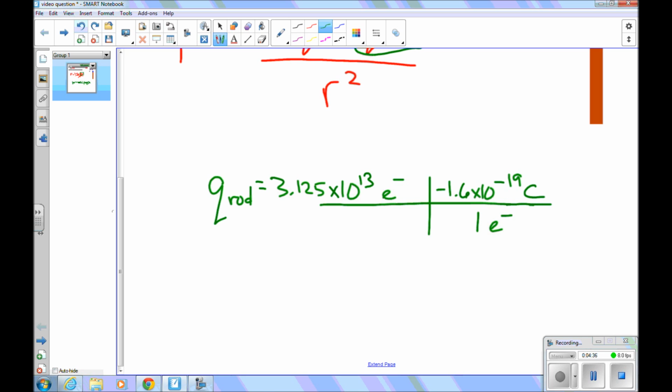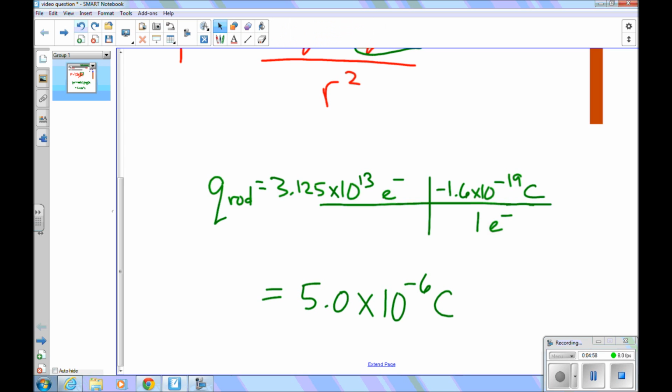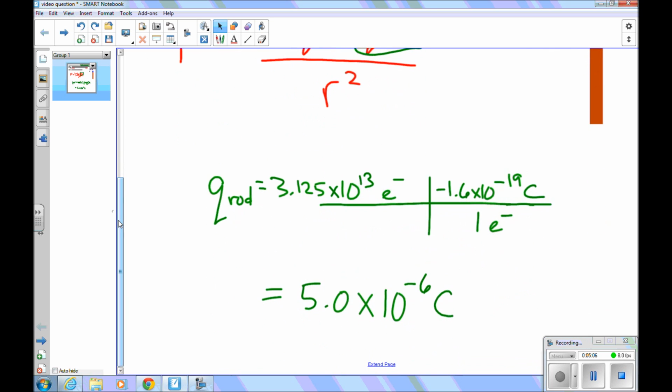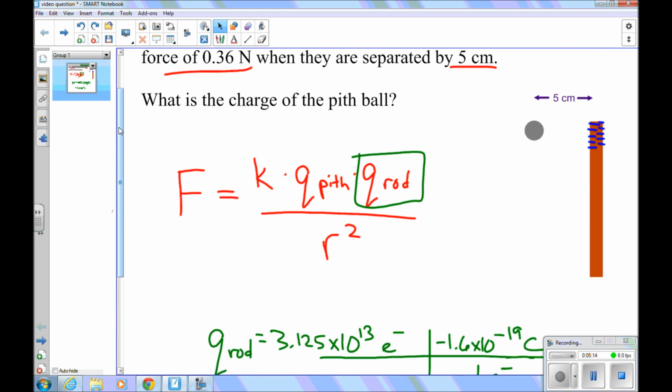So I just need to do this multiplication. I'm multiplying a very large number of electrons times a very, very tiny number of coulombs for one single electron. When I do that, I'll get the number of coulombs for that large number of electrons. And when I do that math, I come out with a nice, neat number. I get 5 times 10 to the negative 6 coulombs. That's 5 millionths of a coulomb, 5 microcoulombs, which is doable if I really wanted to put that much charge on a plastic rod. So now I know how much charge is on that rod.